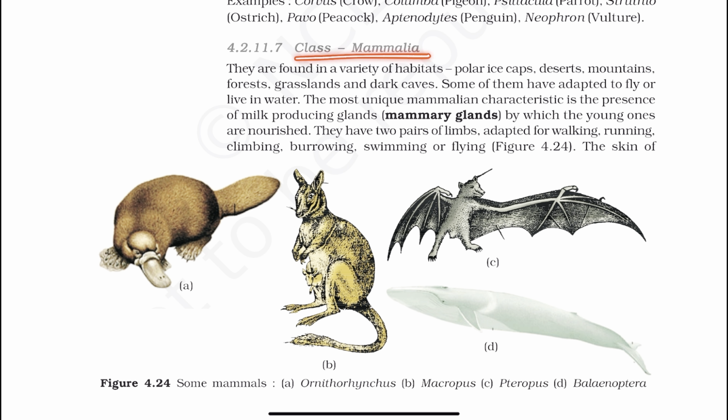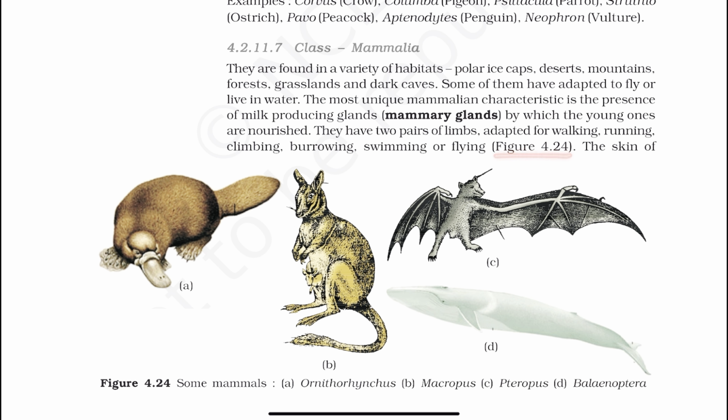4.2.11.7 Class Mammalia. They are found in a variety of habitats: polar ice caps, deserts, mountains, forests, grasslands, and dark caves. Some of them have adapted to fly or live in water. The most unique mammalian characteristic is the presence of milk-producing glands, mammary glands, by which the young ones are nourished. They have two pairs of limbs, adapted for walking, running, climbing, burrowing, swimming, or flying.